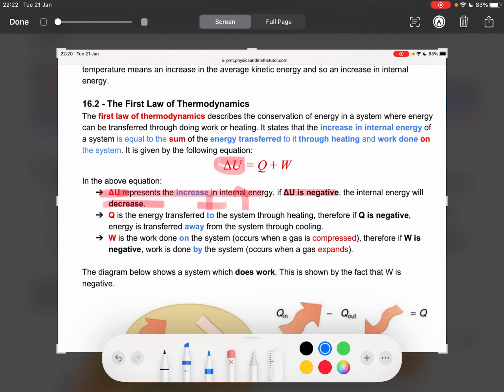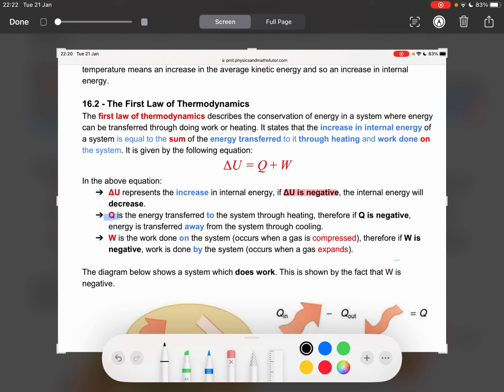Q here is the energy transferred to the system through heating. Therefore, if Q is negative, energy is transferred away. W is the work done on the system, which occurs when a gas is compressed. Therefore, if W is negative, work is done by the system, which occurs when the gas expands. So basically, let me tell you something.